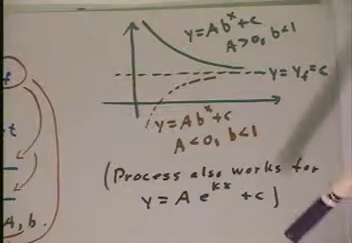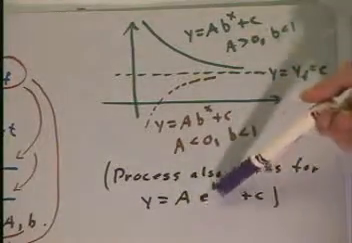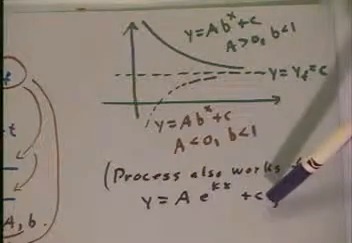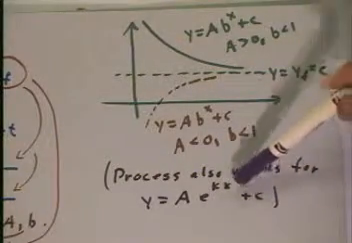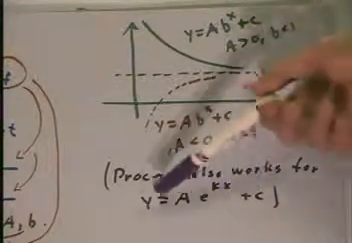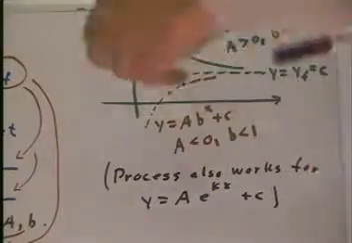And this process also works if we use a y equals a e to the kx plus c. We simply have to substitute yf, the asymptote value, for c, and then x1 for x and y1 for y, and get one equation. x2 and y2 give us another.